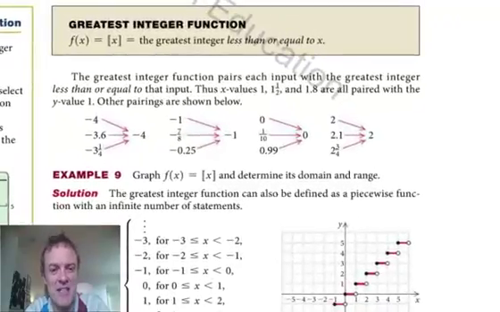Greatest integer function. Okay, you can read this. The greatest integer function pairs each input with the greatest integer less than or equal to that input. Or you can think about this.